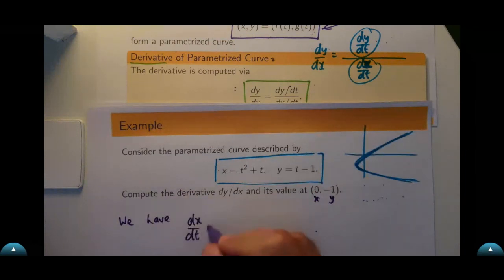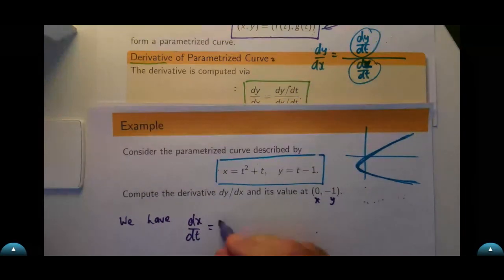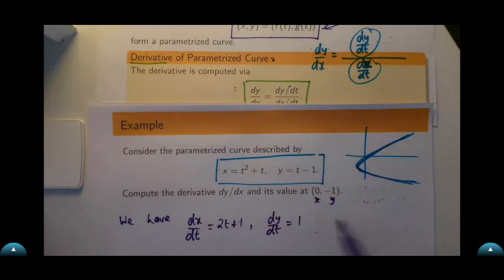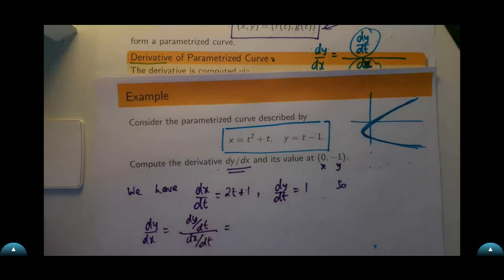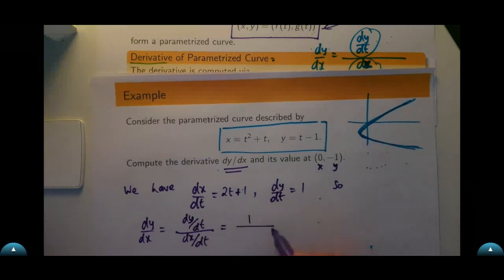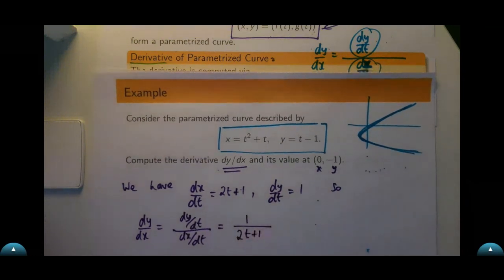So dx/dt is going to be 2t plus 1, yay. And dy/dt is a constant. It's going to be 1. So the derivative is just going to be this, which is 1 over 2t plus 1. Now, you can leave that in terms of t if you want to. You can also write it back in terms of x and y if it's possible.